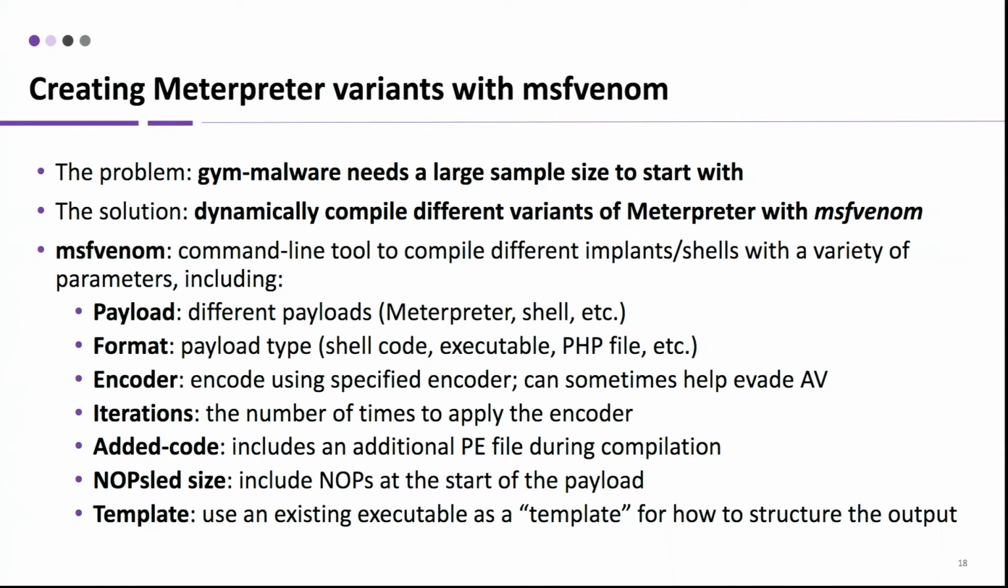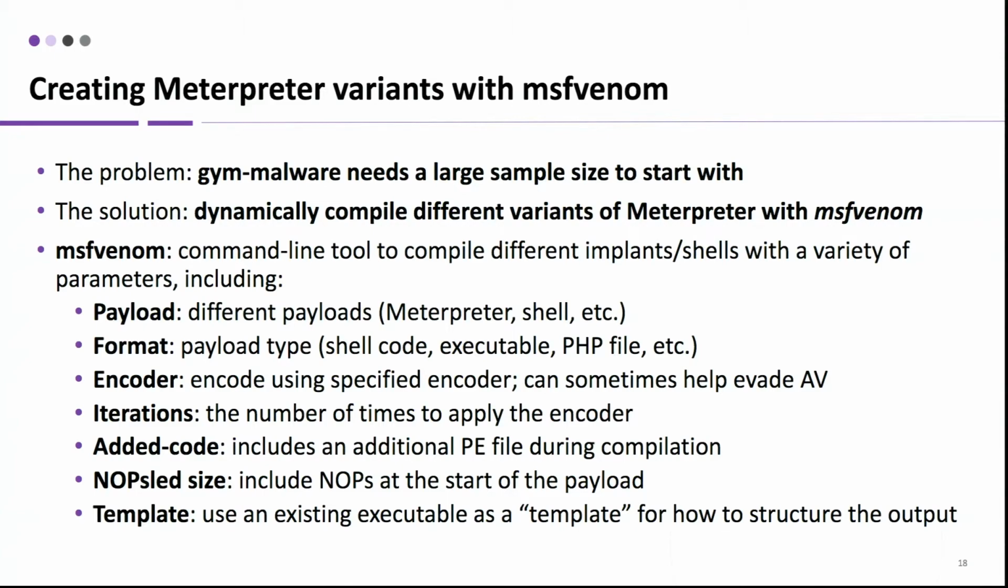So what payload you have, the format, do you want it a PE, do you want a PHP, HTML file, I think is an option too. What encoder you use, the number of iterations to apply the encoder, whether or not you want to add code to your results. You can kind of say, all right, I'm going to compile Meterpreter, but I'm going to throw Outlook in there as well, kind of attached to the PE file.